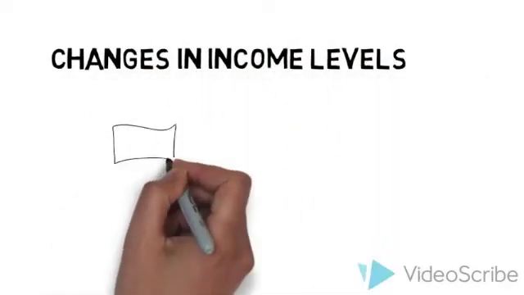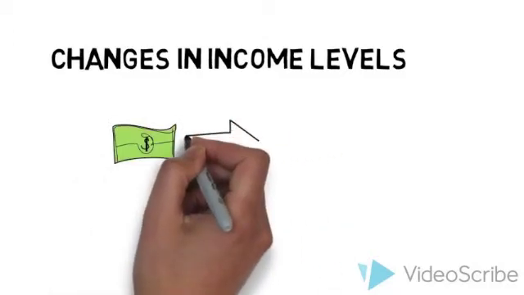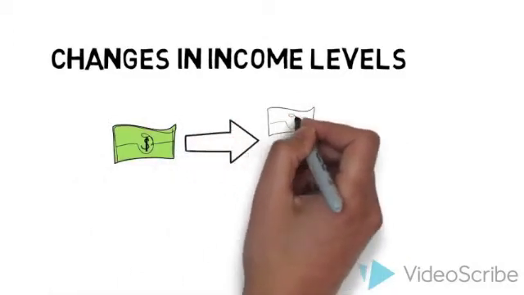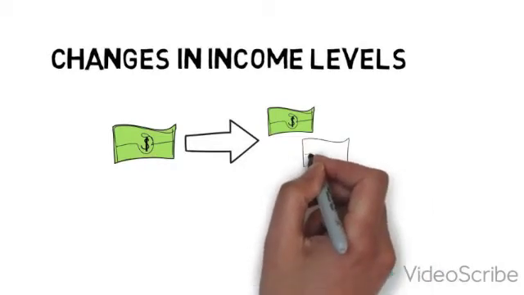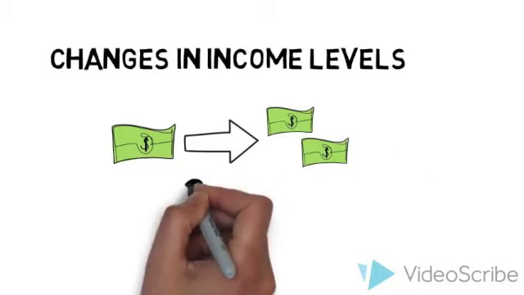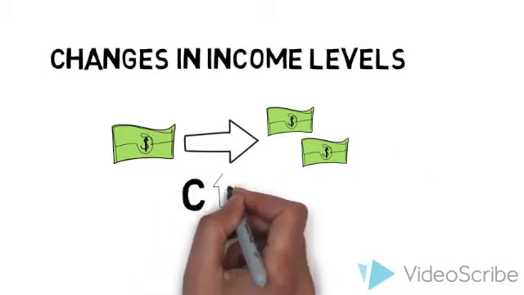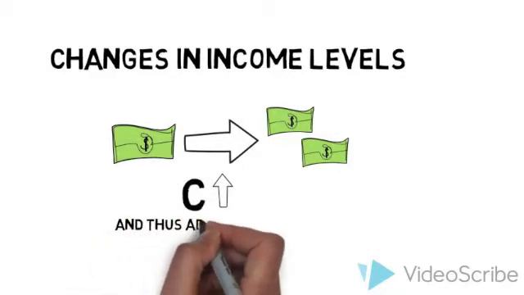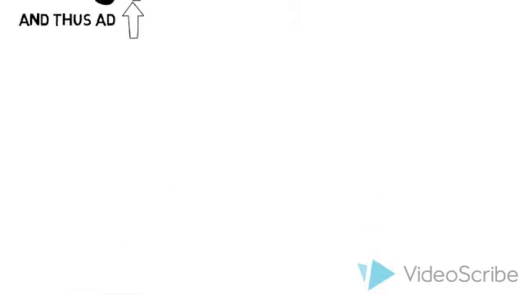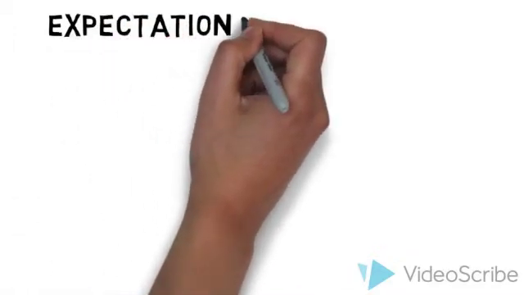As income levels change, like we previously said, now you went from having a little money to a lot of money. And since you have extra money, you're going to spend that money. And that would mean that GDP and aggregate demand would increase.